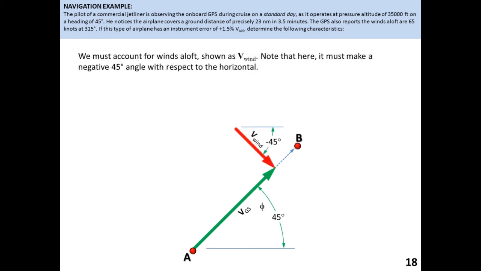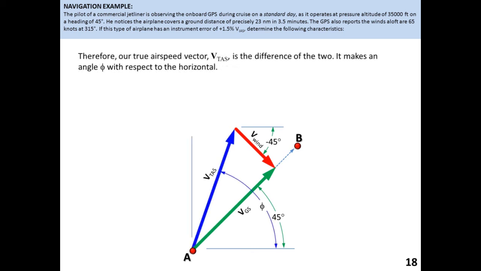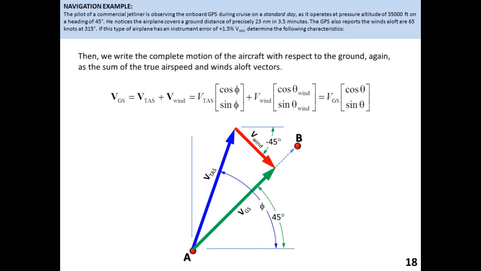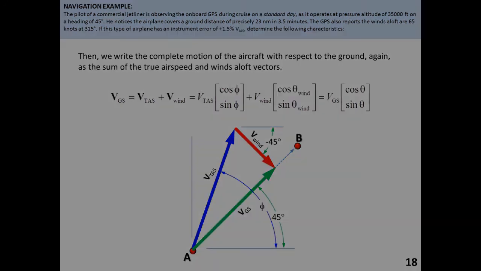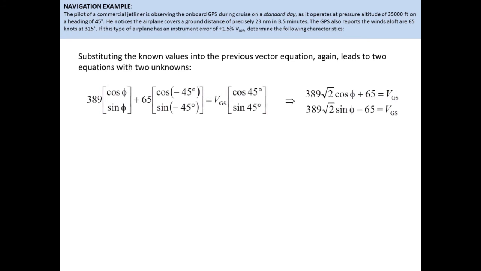We must account for winds aloft, shown as v wind. Note that here, it must make a negative 45 degree angle with respect to the horizontal. Therefore, our true airspeed vector vtas is the difference of the two. It makes an angle phi with respect to the horizontal. Then, we write the complete motion of the aircraft with respect to the ground, again as the sum of the true airspeed and winds aloft vectors. Substituting the known values into the previous vector equation again leads to two equations with two unknowns.